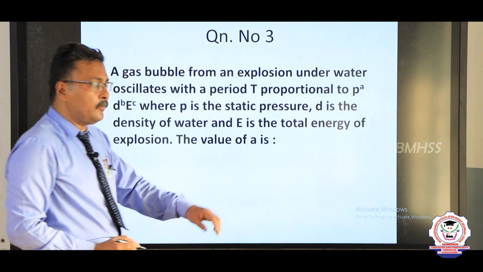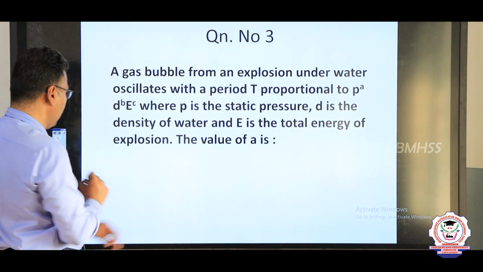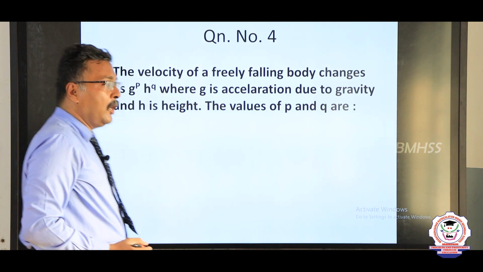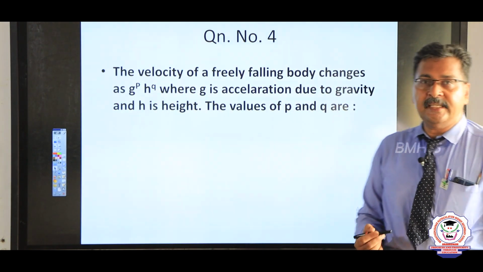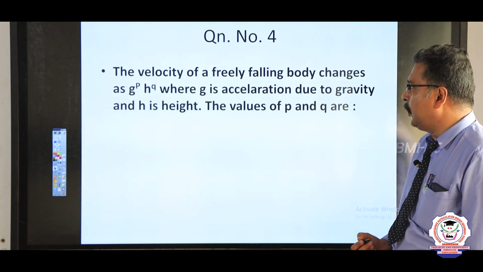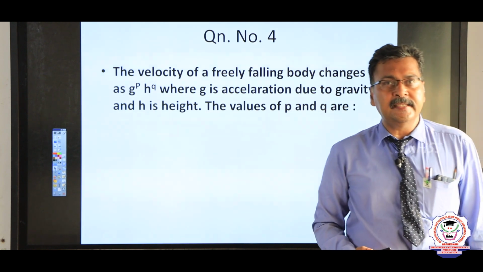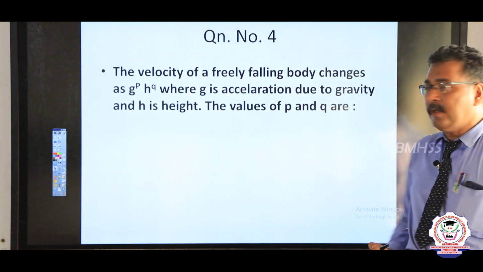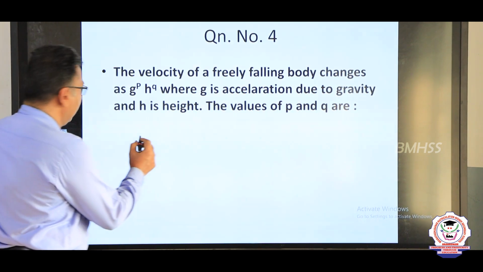So let's see the fourth problem. The velocity of a freely falling body changes as g power p h power q, where g is acceleration due to gravity and h is height. The values of p and q are. Yes, so let's find out this problem.